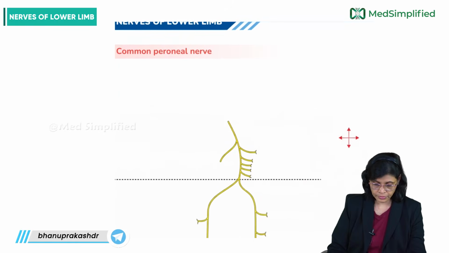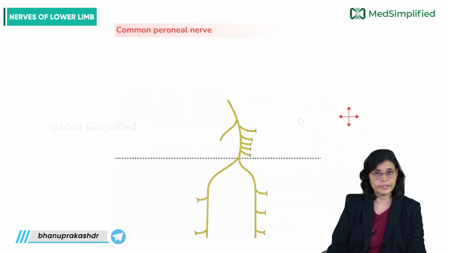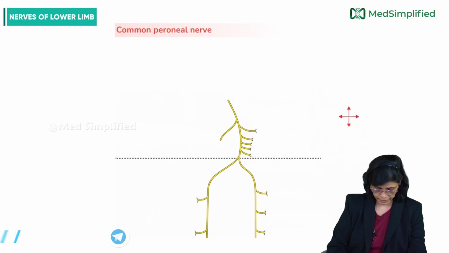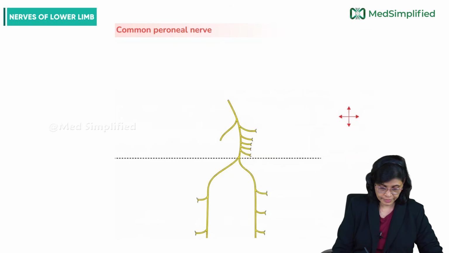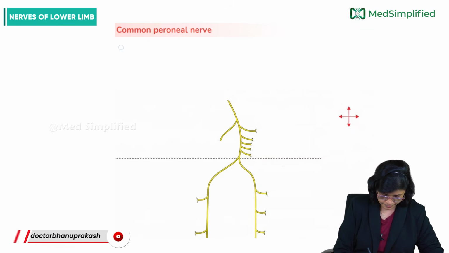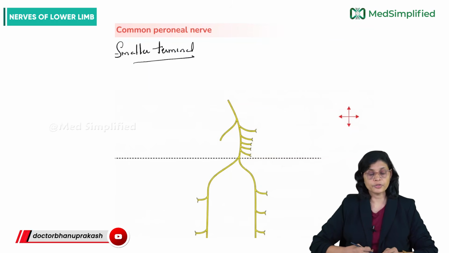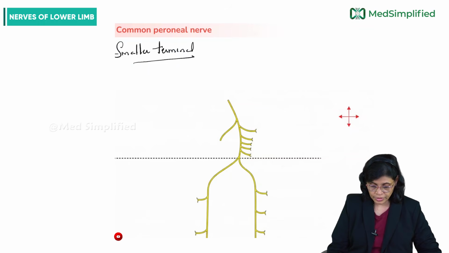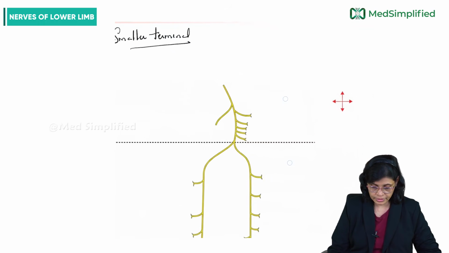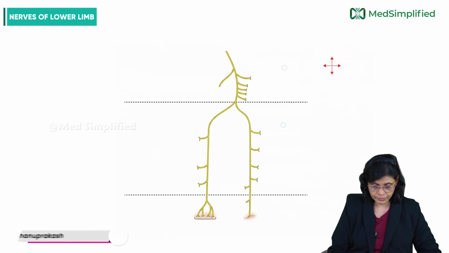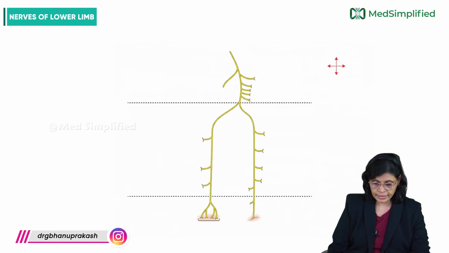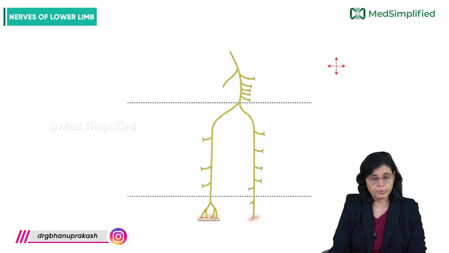Next, we will go to one more branch of the sciatic nerve, that is the common peroneal nerve. It is the smaller terminal branch of the sciatic nerve. It arises in the lower third of the thigh, just above the popliteal fossa.